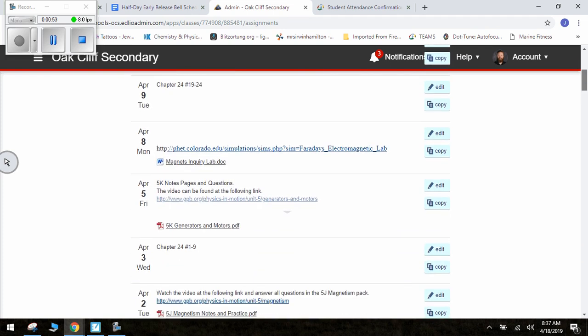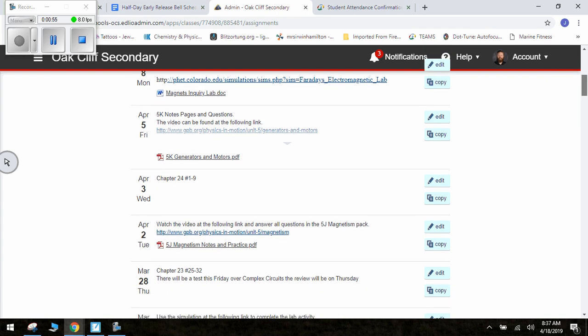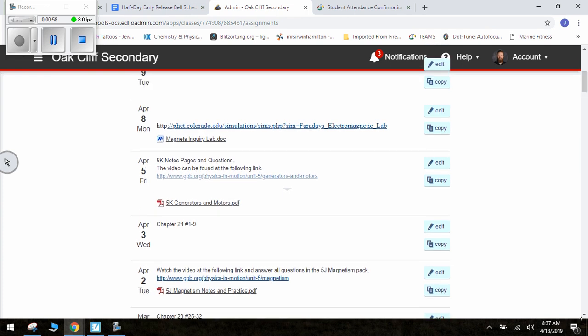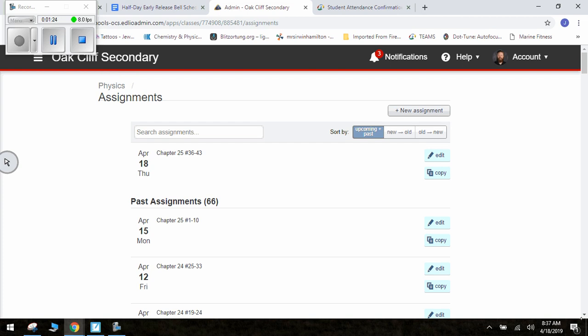Okay, so the first assignment that y'all had in this section was 5J, Magnetism Notes and Practice. That's where we got things started off. Then we did chapter 24, number 1 through 9. Then we had the 5K generators and motors notes. Then we did the magnets inquiry lab, which was on the computer. Remember that this lab is a quiz grade all of its own. Then we had chapter 24, number 19 through 24.